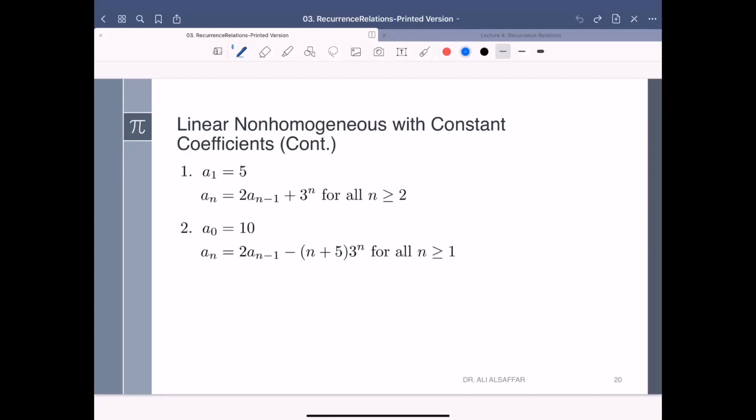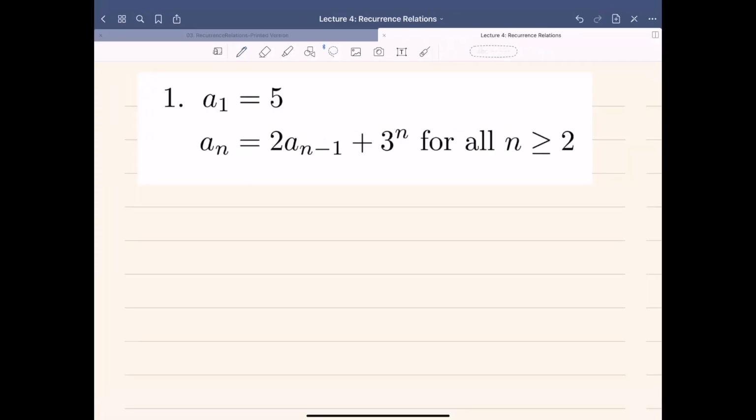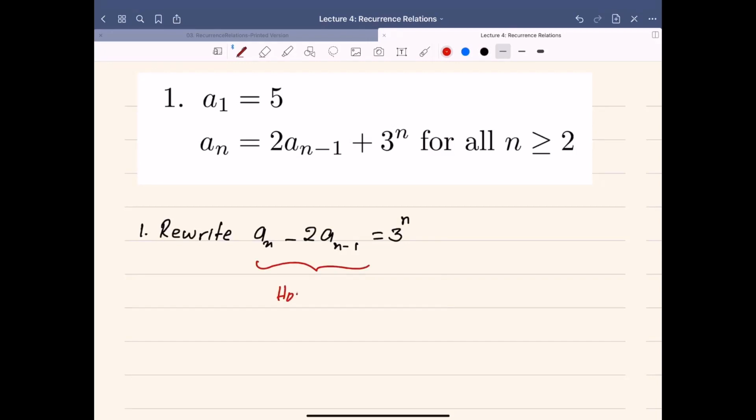We will solve two examples on non-homogeneous or inhomogeneous recurrence relations. Now for the first recurrence relation, first we need to rewrite the recurrence relation as a_n minus 2a_(n-1) is equal to 3 raised to power n. So it is divided into two parts. This part is the homogeneous part, and this part is in fact the function f of n.